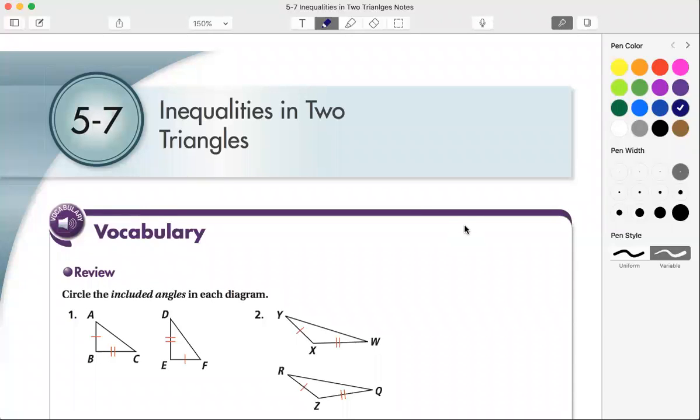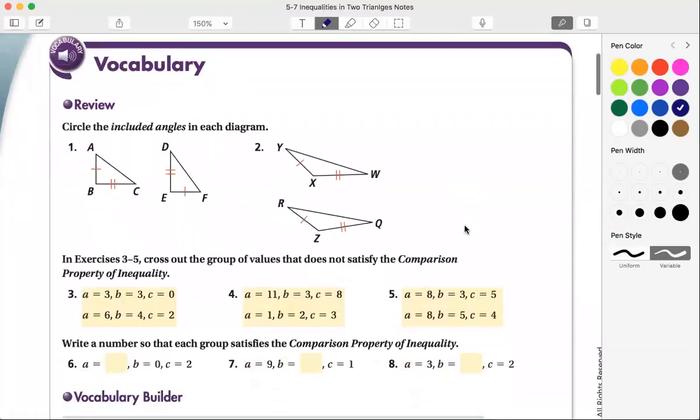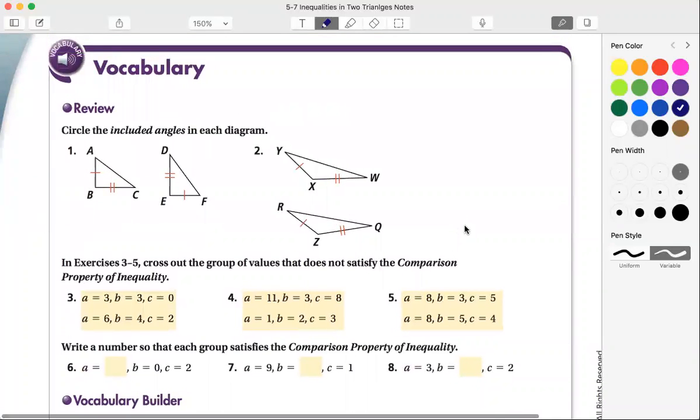All right, this is section 5-7, inequalities in two triangles. So let's start off with vocabulary. We're going to circle the included angles in each diagram. So in this diagram here, B is included between these two sides and E is included. In number 2, X is included and Z is included.